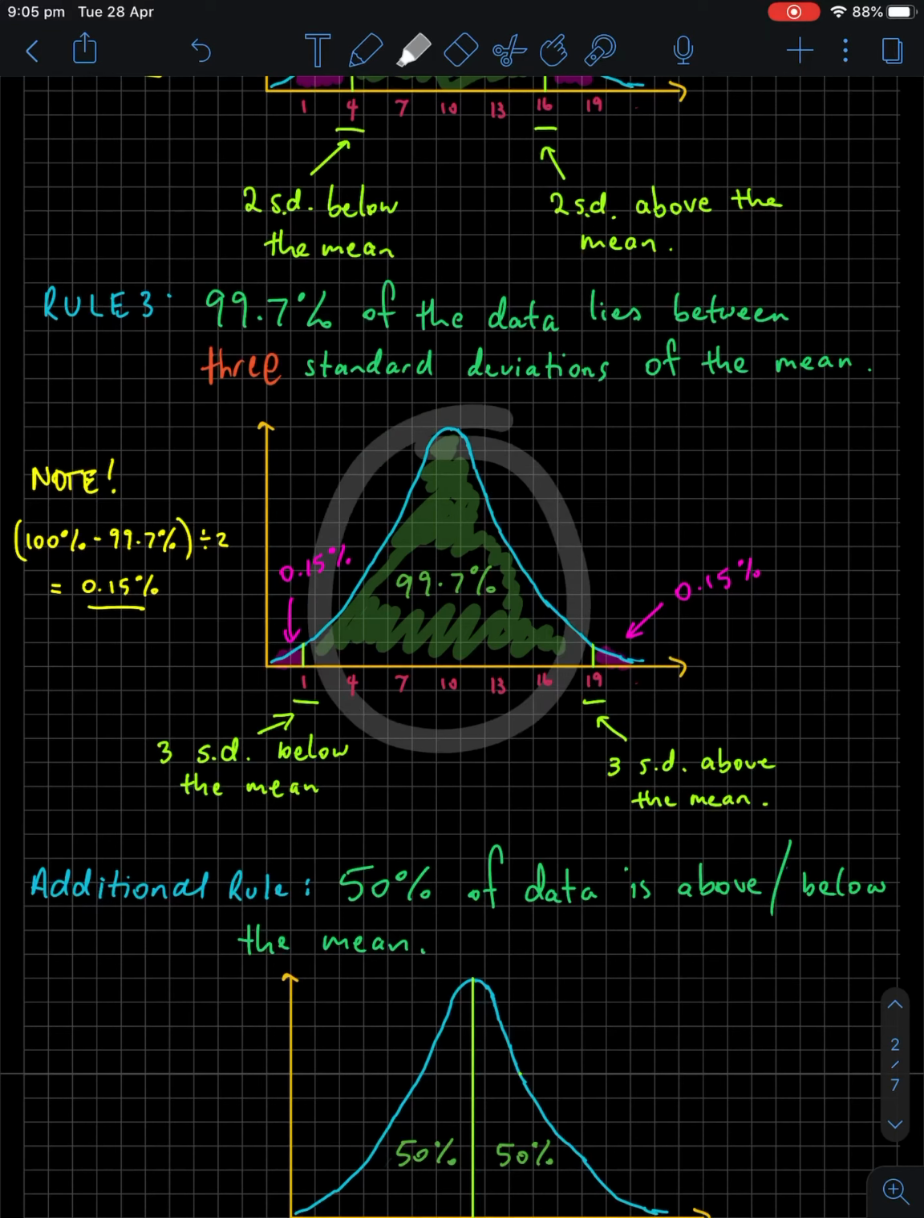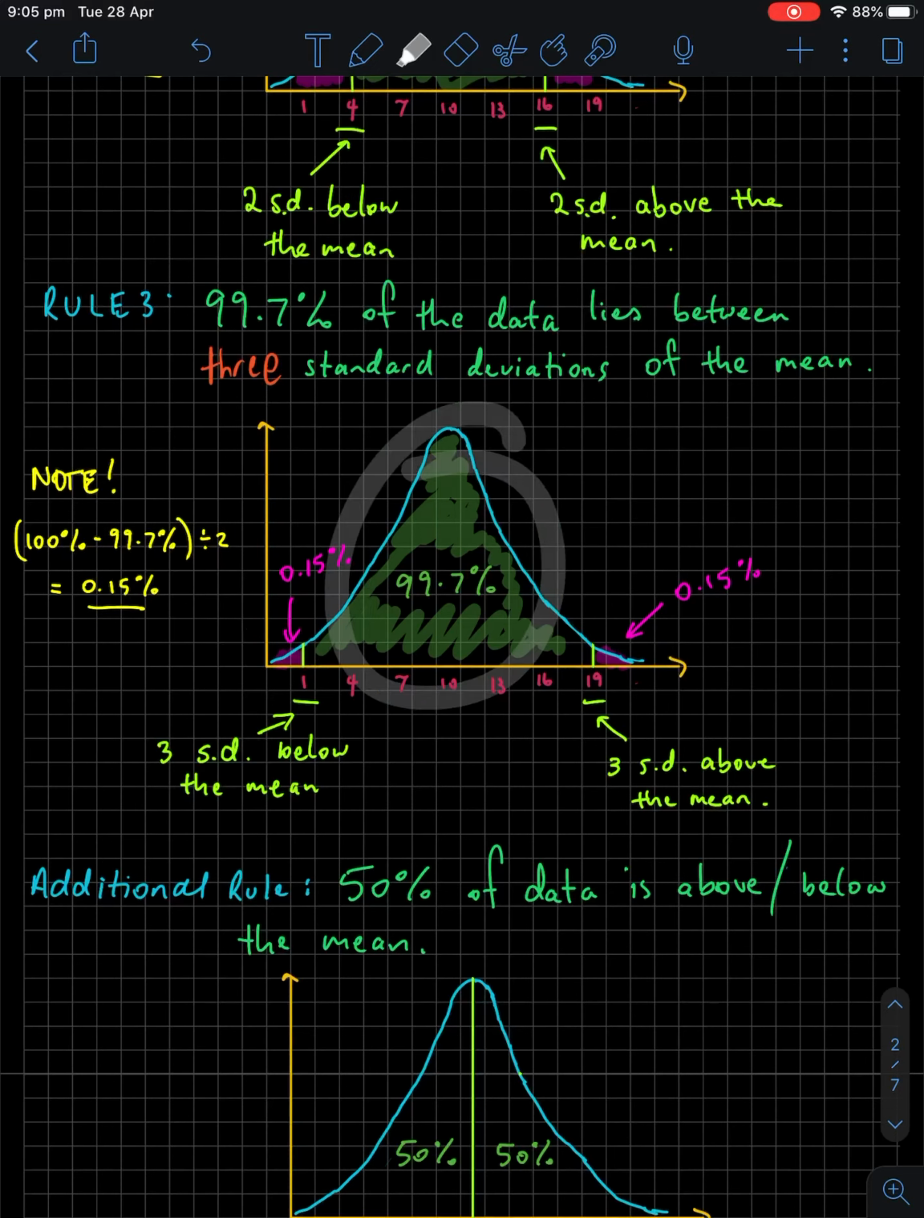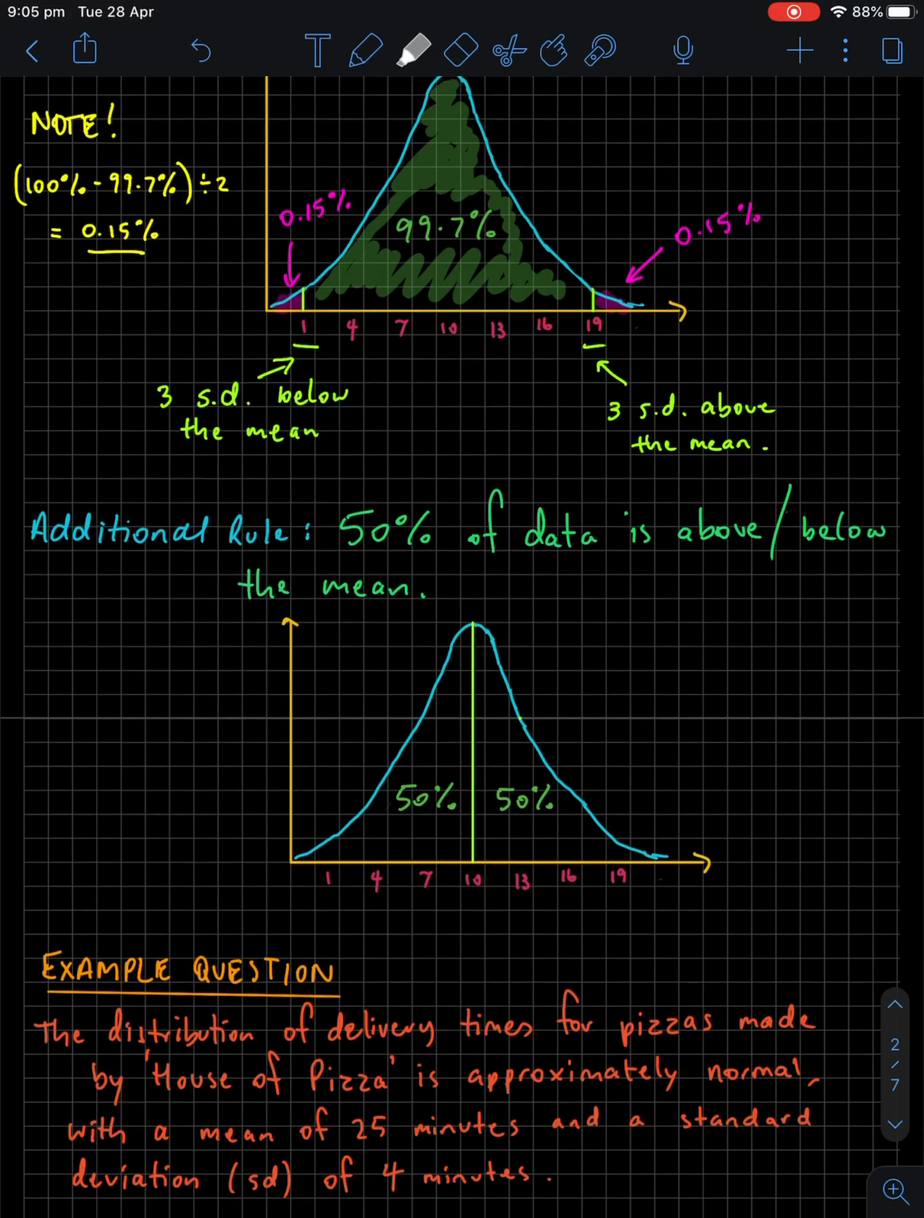And we can use this number here to figure out the percentages in these end sections, so above 19 and below 1, by taking this away from 100%, then dividing by 2, and that leaves me with 0.15%. Okay, so a few more percentages that will help us out a lot.